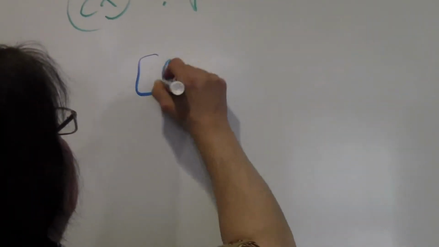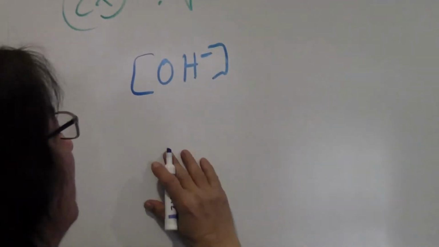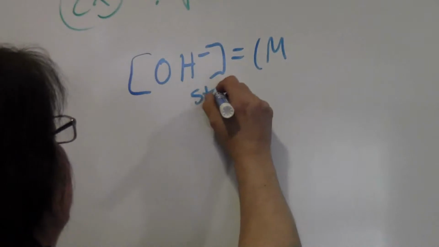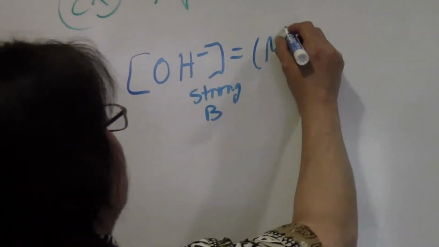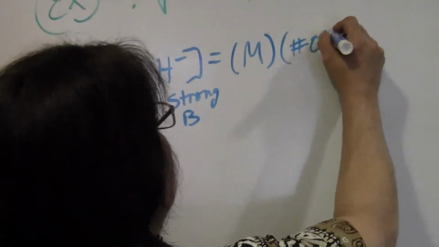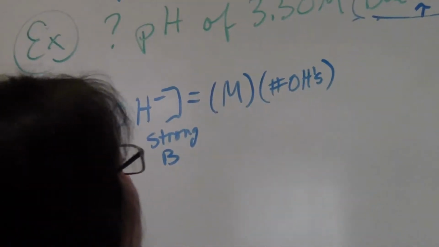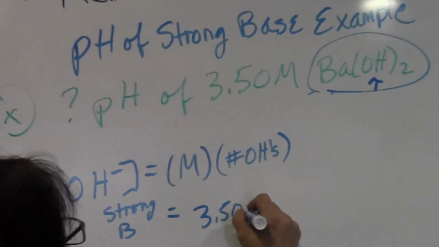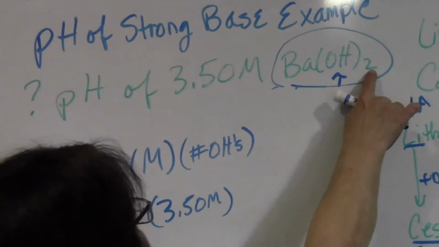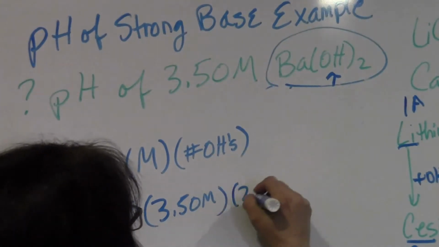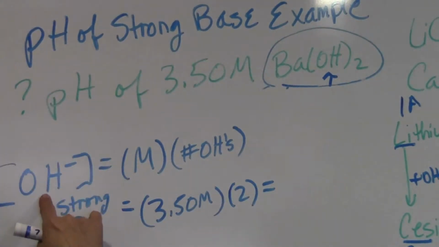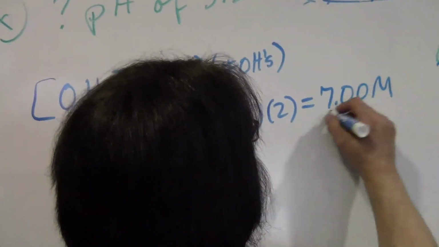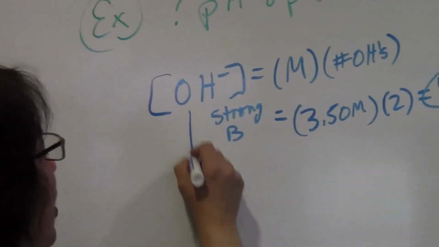Since it's a base, we need to find the concentration of hydroxide ions, and for a strong base, that's simply the molarity times the number of hydroxide ions in the formula. So in this example, our molarity is 3.50. Our number of OH groups is 2. So our hydroxide ion concentration is going to be 7.00 molar.